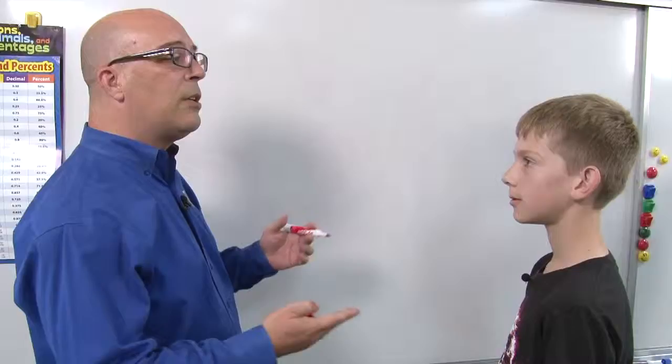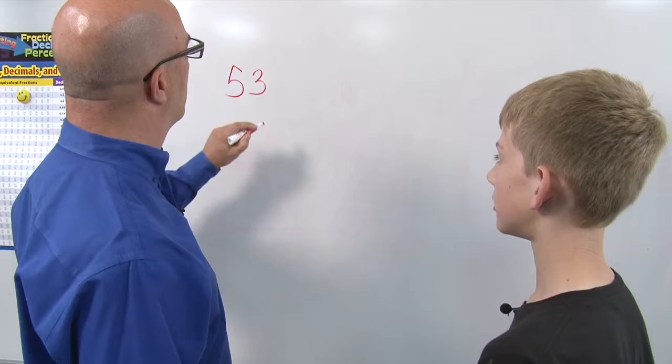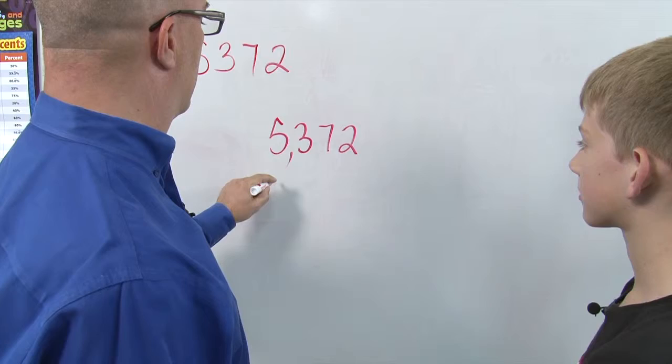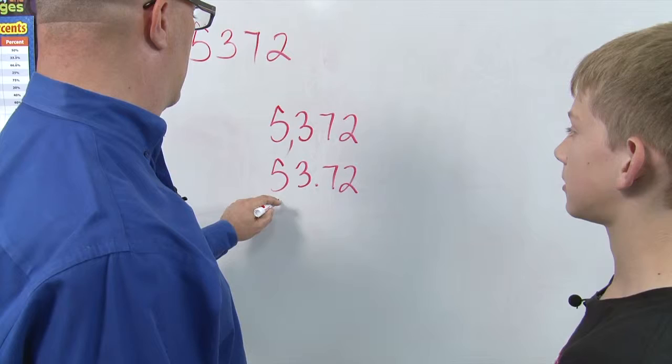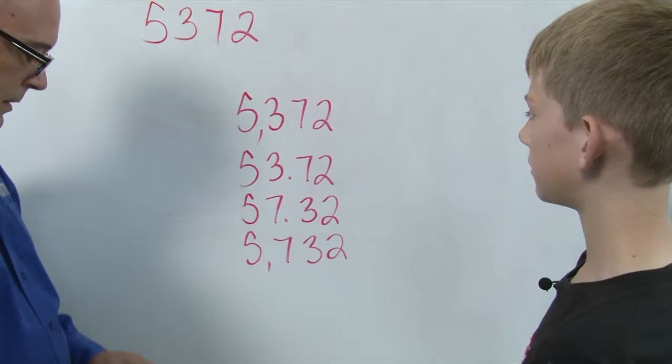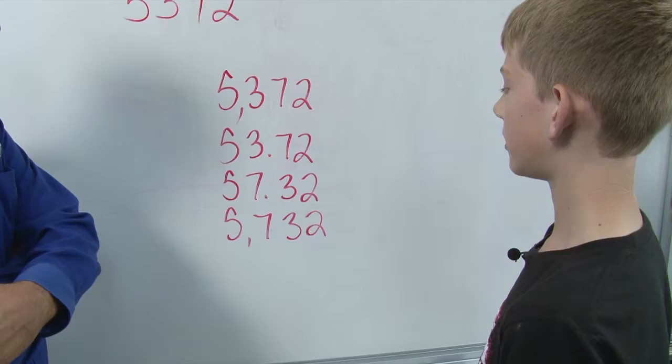5, 3, 7, and 2. Okay. So if I have those numbers right there, first of all, would you be so kind as to read those for me? 5,372, 53.72, 57.32, and 5,732. Okay. You read them perfectly.